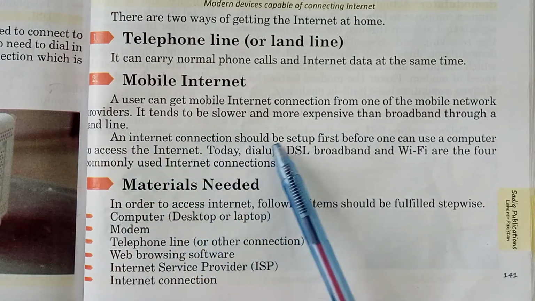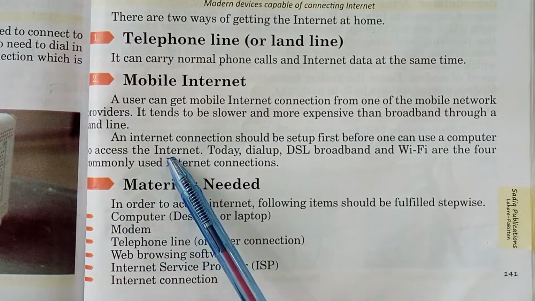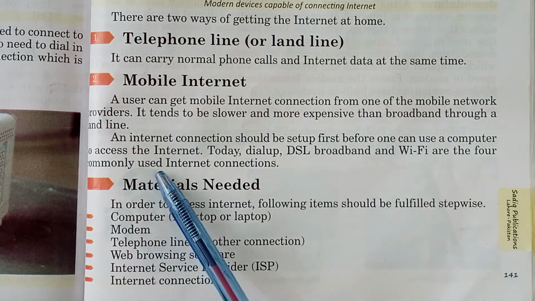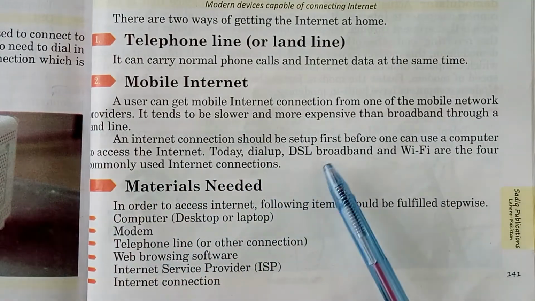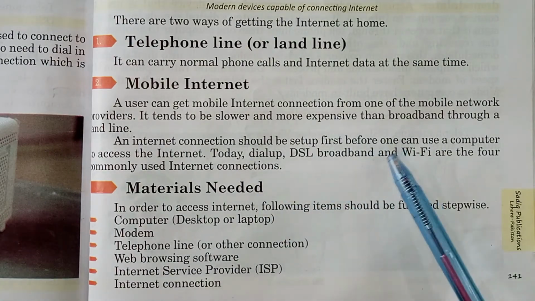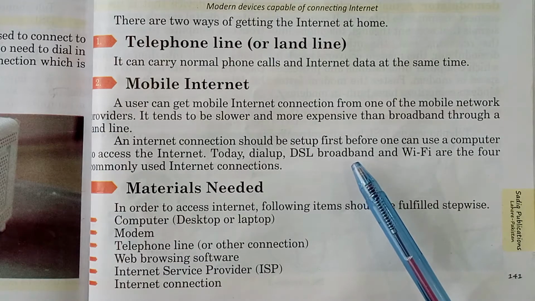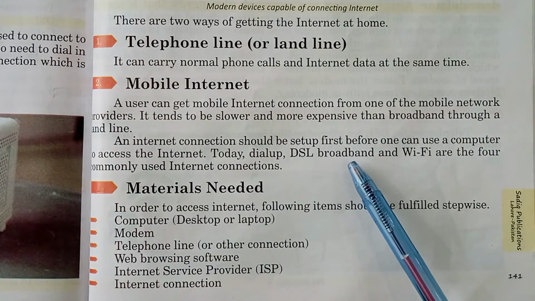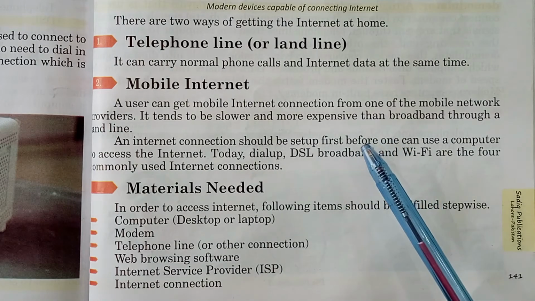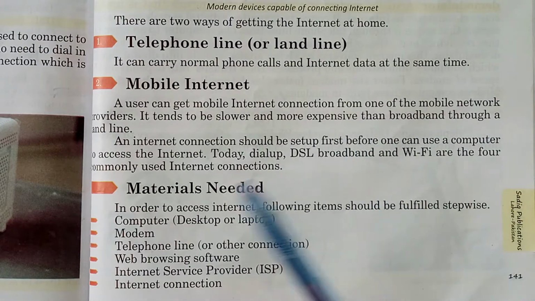An internet connection should be set up first before one can use a computer to access the internet. Today, dial-up, DSL, broadband and Wi-Fi are the four commonly used internet connections. Students, mobile internet refers to access to the internet via the cellular telephone service provider. A mobile broadband modem connects the smartphone to one or more computers or other end user devices to provide access to the internet via the protocols that cellular telephone service providers may offer.